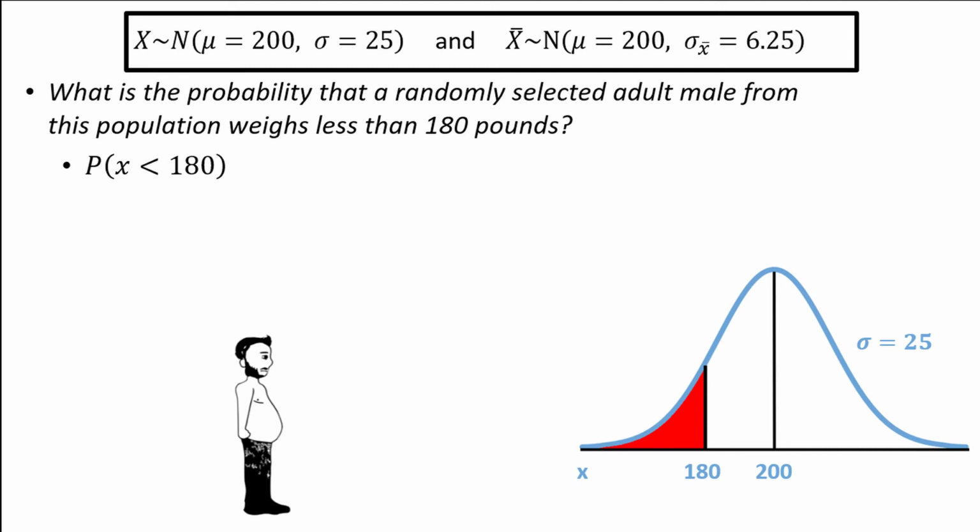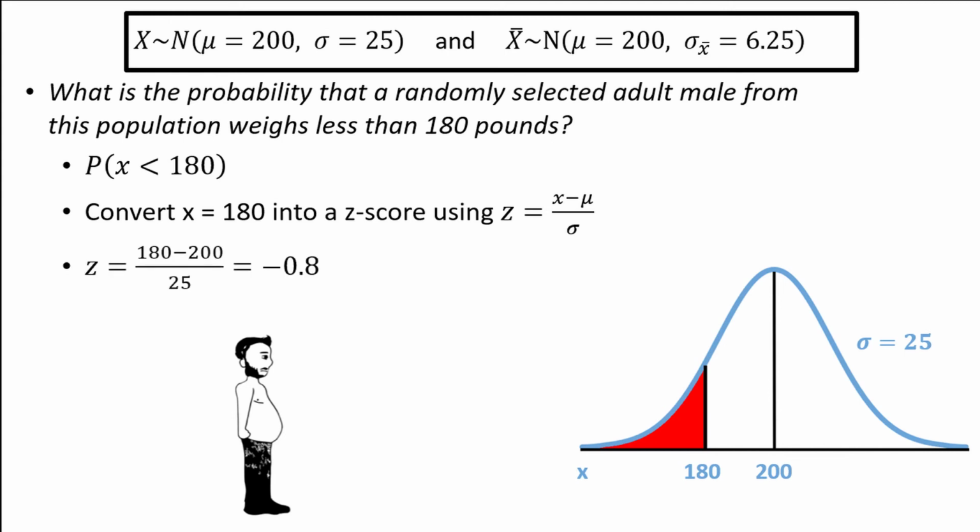To do this, we convert x equals 180 into a z-score using the z-score formula, x minus mu divided by sigma. This becomes 180 minus 200 divided by 25, which equals negative 0.8. Our new probability statement becomes the probability z is less than negative 0.8. X has been transformed into a z-score on the standard normal distribution. If we find the probability that z is less than negative 0.8, it will be the same as the probability x is less than 180.